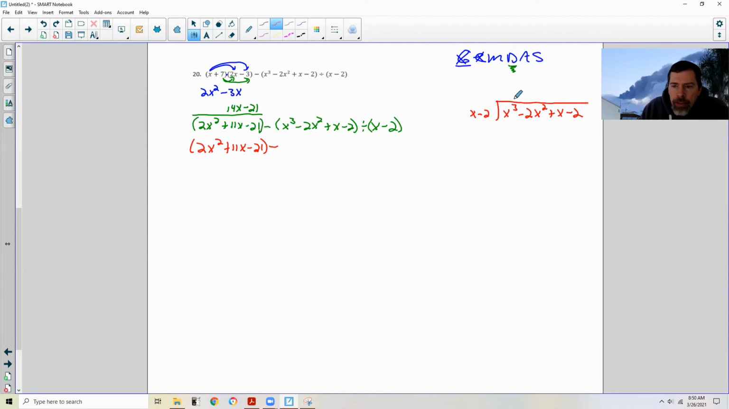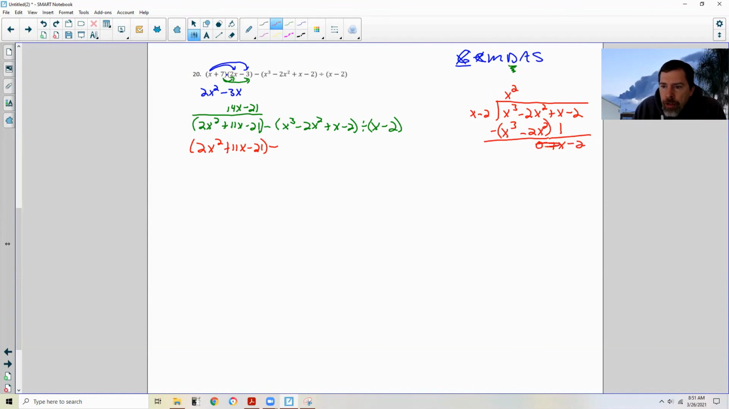Okay, these are quite lengthy problems, just be careful. X cubed divided by x is x squared. That's why they put erasers on the other end of our pencil. Nobody's perfect. I made a mistake in the last problem. You just gotta power through. X squared times x is x cubed. X squared times a negative 2 is negative 2x squared. When I subtract these, I get 0, and negative 2 minus a negative is plus. That's 0. Bring down my plus x minus 2.